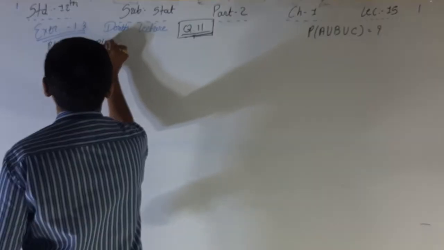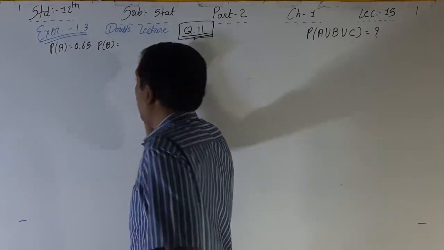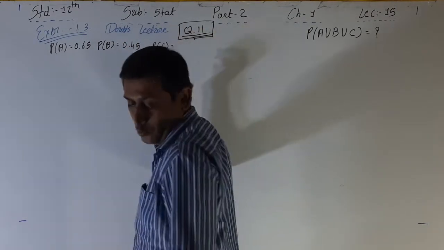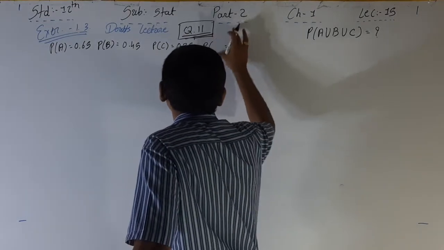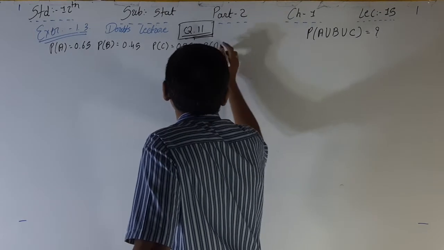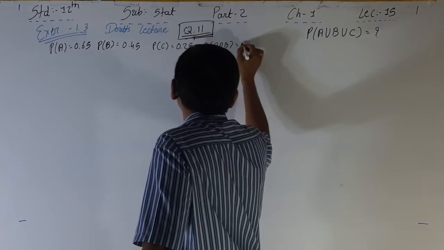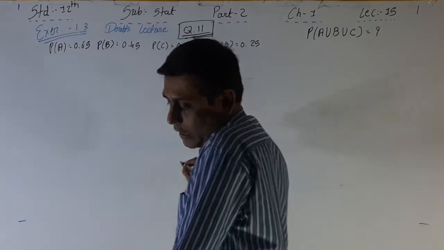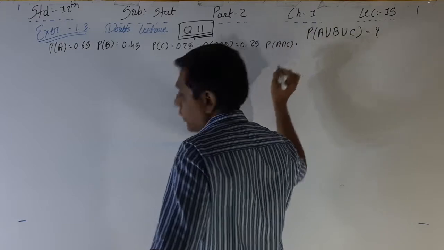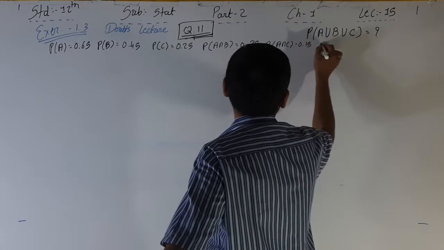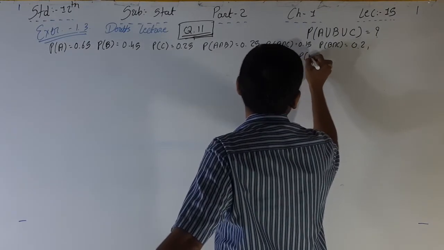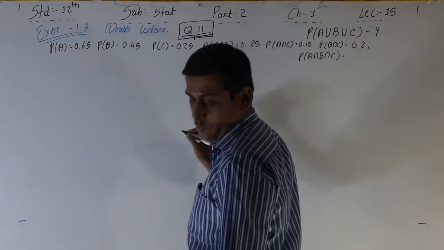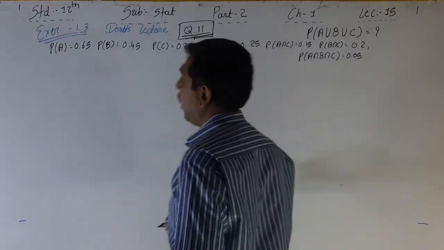And here what is given? P of A is equal to 0.65, P of B is equal to 0.45, P of C is equal to 0.25, P of A intersection B is equal to 0.25, P of A intersection C is equal to 0.15, P of B intersection C is equal to 0.2, and P of A intersection B intersection C is equal to 0.05.